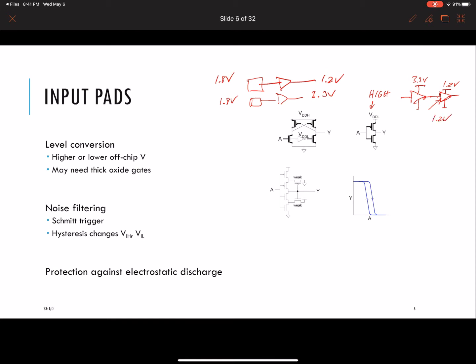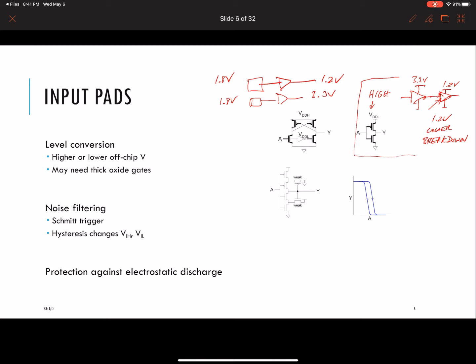1.2 volt devices have a lower breakdown voltage. That means their oxide gates could break down if you put 3.3 volts into them. So you might have to use thick oxide. These kind of processes that have a mix of high and low supplies usually have a mix of thick gate oxides and thin gate oxides. But anyway, that's the only thing you need to worry about. Otherwise, you can just use a regular buffer.